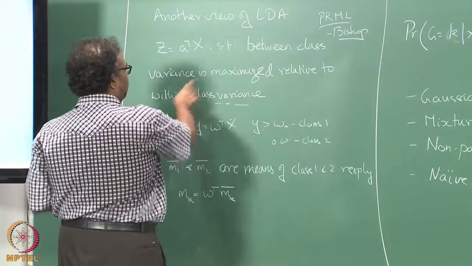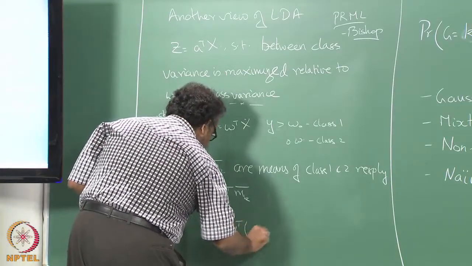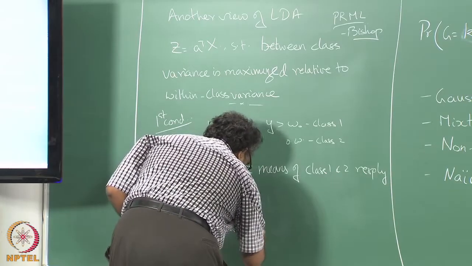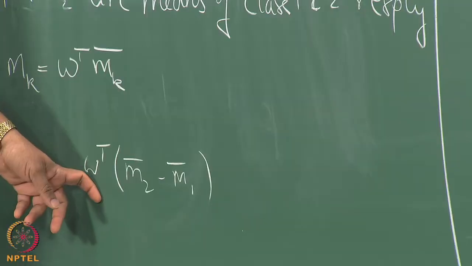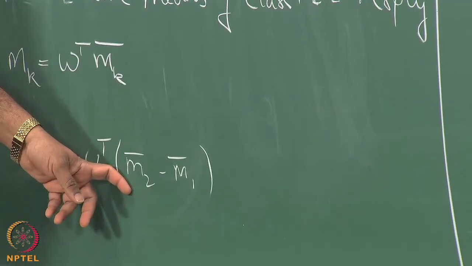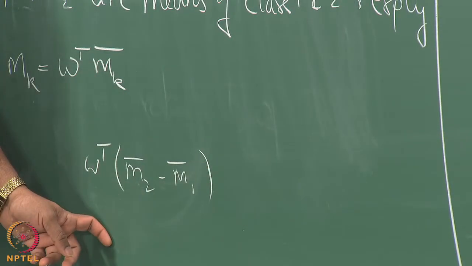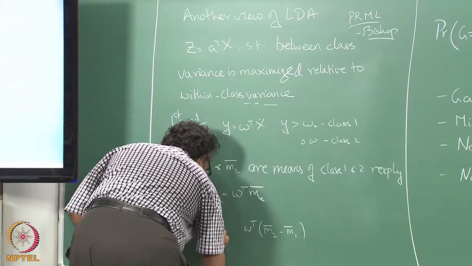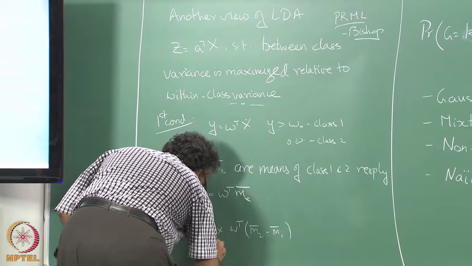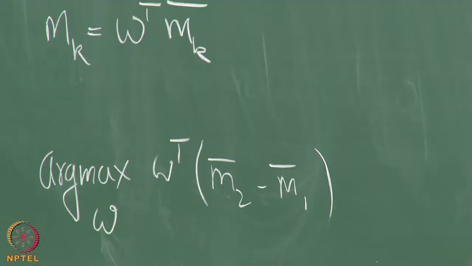So what is my goal when I say I want to maximize between class variance? It is essentially to maximize that quantity. W transpose M2 is the projection of M2 on W, W transpose M1 is the projection of M1 on W. I am trying to maximize this quantity, so that is my first criterion. Find the direction W that maximizes this. So there should be some alarm bells ringing for you. What is the problem?